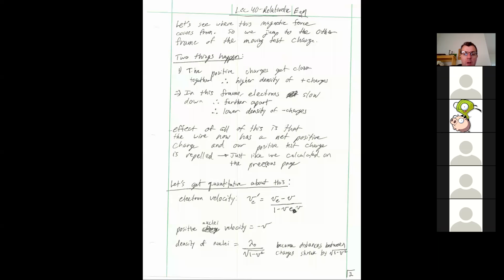We can get quantitative. We can calculate the velocity of the electrons in the reference frame of our test charge. We use the velocity transformation that we derived a couple weeks ago. We can calculate the velocity of the nuclei. It's just the relative velocity of the test charge and the nuclei. And so we can compute the density of the nuclei. The spacing between them shrunk by a factor of square root 1 minus v squared. So the density must have increased by 1 over that, because if it's charge per length, well, it's going to be the length or the spacing between them that goes in the denominator here. Any questions on that idea?